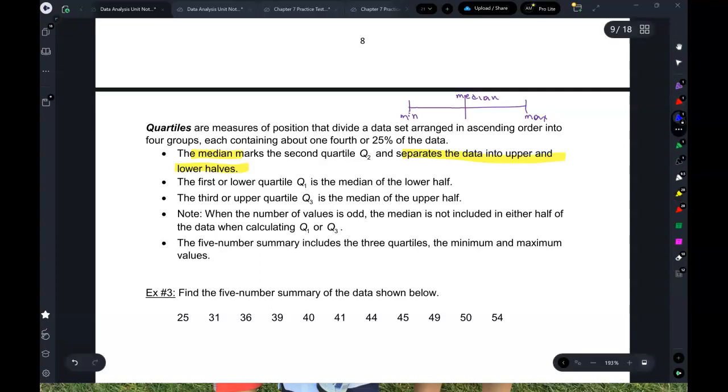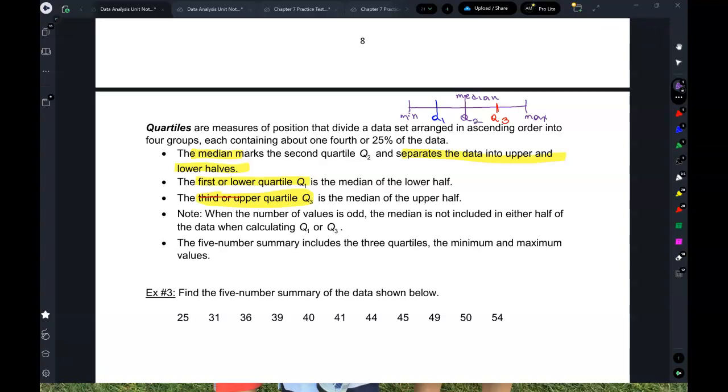Now, suppose you go to the lower half and you split that down the middle. This is called Q1, and it's called the first quartile or the lower quartile. This is the median of the lower half. Then you go over to the second half, you split that down the middle. This is called Q3. Q3 is the third or the upper quartile. Okay? And so the median, that becomes Q2. Okay? So you have Q1, Q2, Q3.